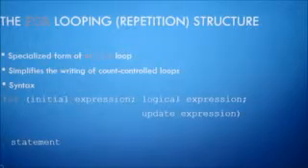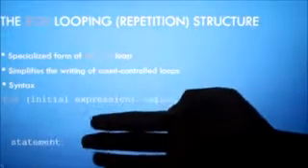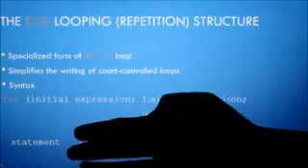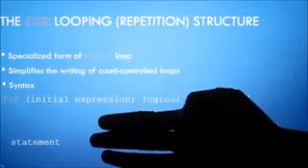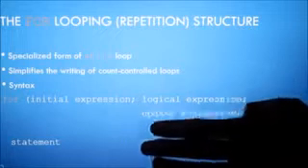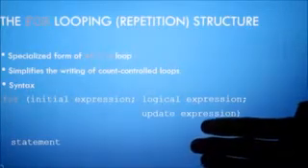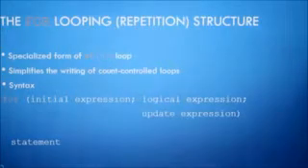The for looping repetition structure. It is a specialized form of a while loop that simplifies the writing of count-controlled loops, and this is the syntax of the for looping repetition structure: for (initial expression; logical expression; update expression).